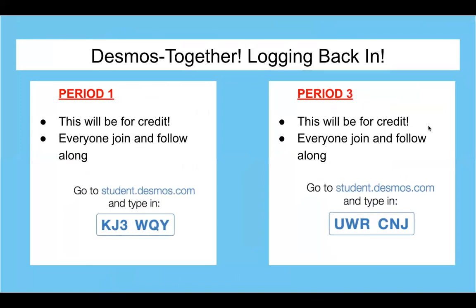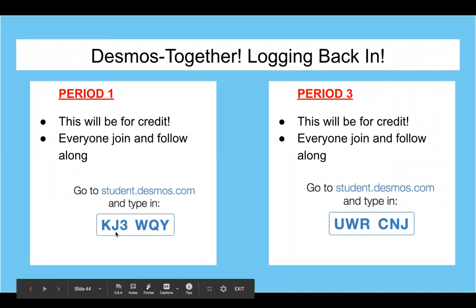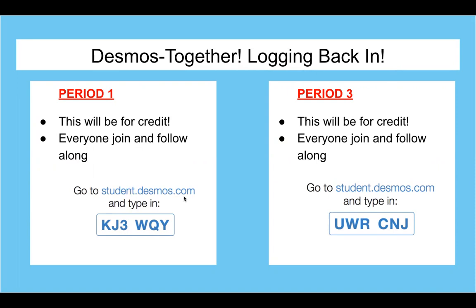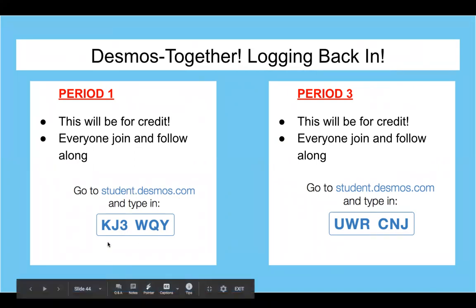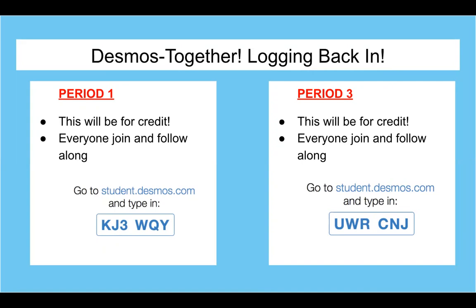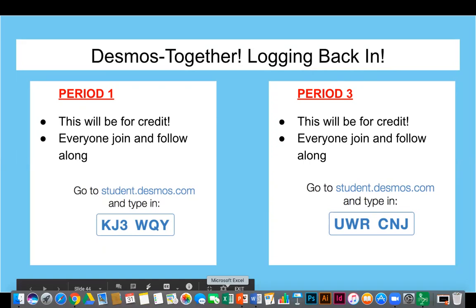All right, let's go ahead and log back into our Desmos. So we're period 1. The code to log you back into your Desmos is this one here on the left side. You're going to go to student.desmos.com again. So go ahead and open up a new window, and then type in this code. Let me give you all some time to get logged back into that. I'll be here on my phone to see how many people we have logged in. We should have 24 people logging into it. Awesome. We have about 5 of us in there.